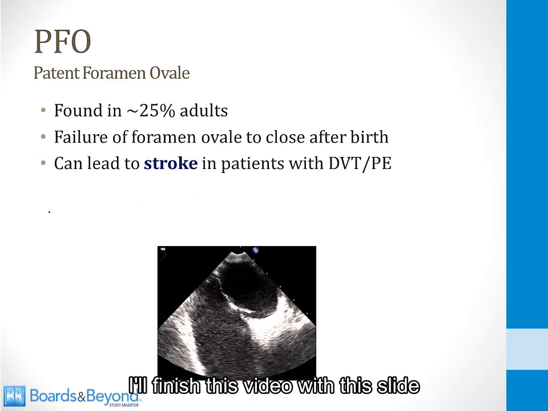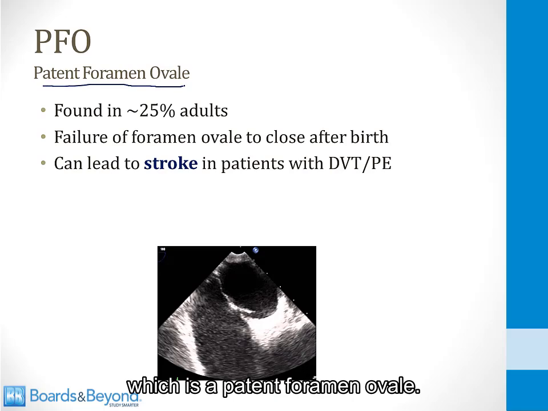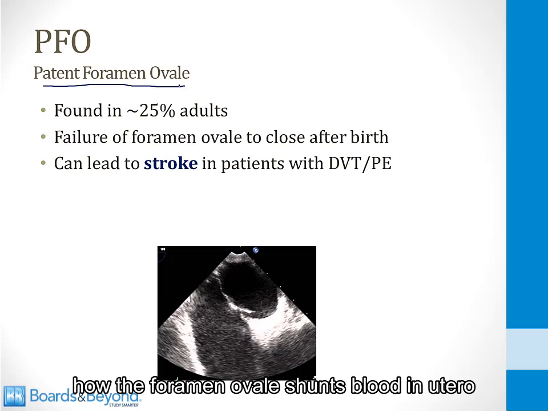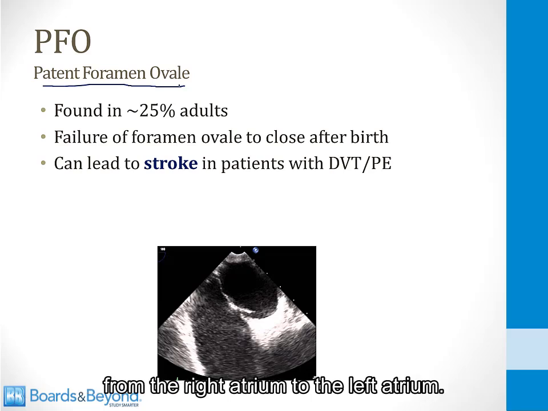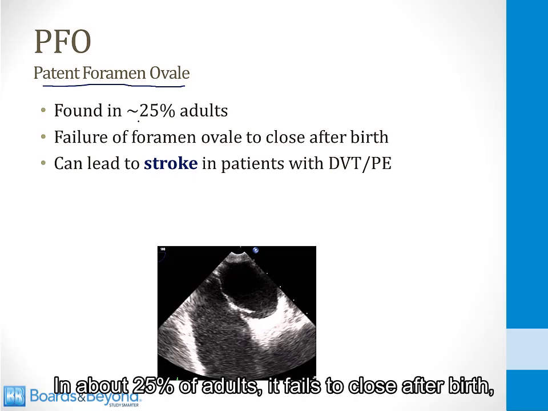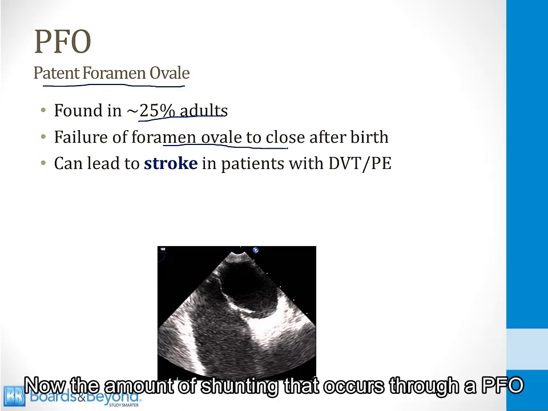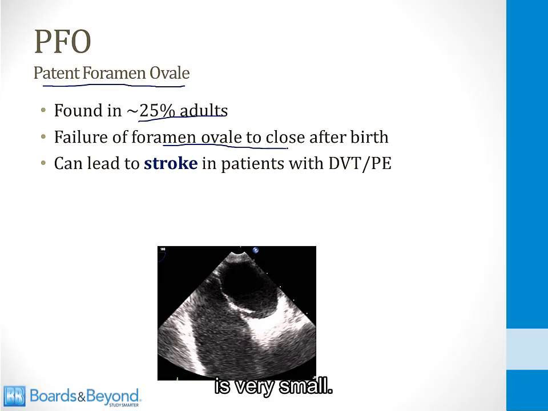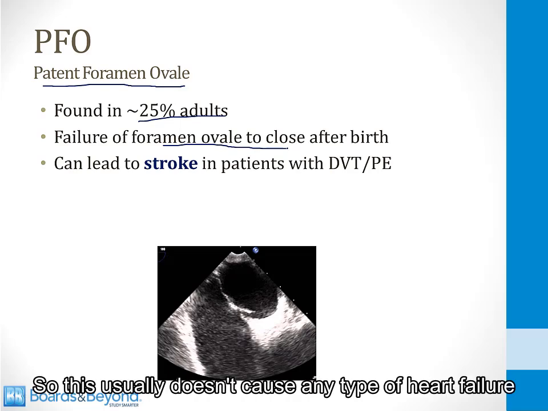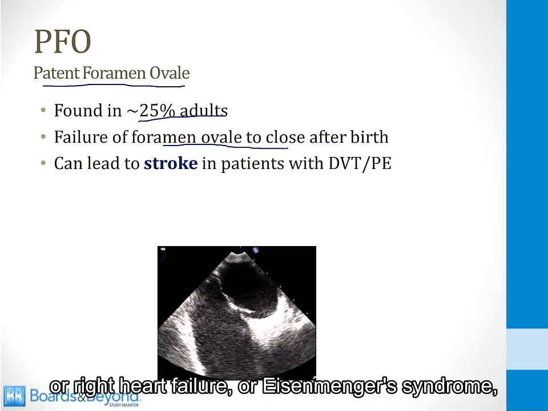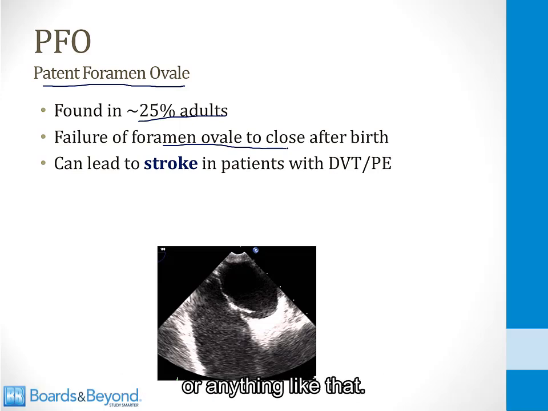I'll finish this video with this slide and briefly discuss a PFO, which is a patent foramen ovale. I mentioned earlier in this video how the foramen ovale shunts blood in utero from the right atrium to the left atrium. In about 25% of adults, it fails to close after birth, and this leaves the adult with a PFO. Now, the amount of shunting that occurs through a PFO is very small, so this usually doesn't cause any type of heart failure or right heart failure or Eisenmenger syndrome or anything like that.